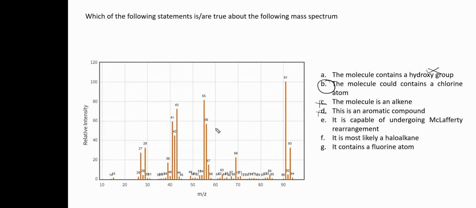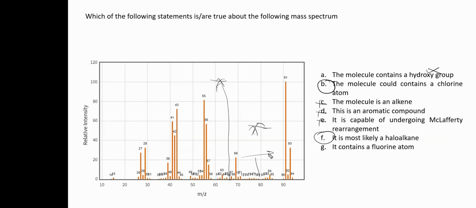It does not have an aromatic compound. If it has an aromatic, which mostly is a benzene, right? Not always a benzene, but mostly benzene, you will see a 77, right? You don't see a 77. Therefore, it is not an aromatic containing molecule. It is capable of McLafferty, not yet, right? I'll tell you what is a McLafferty. And it is most likely a haloalkane. That's right, okay?